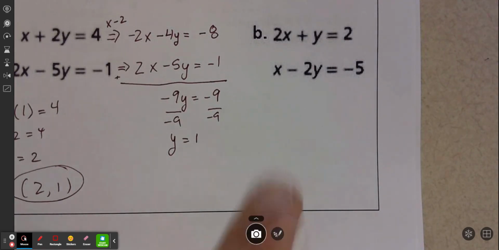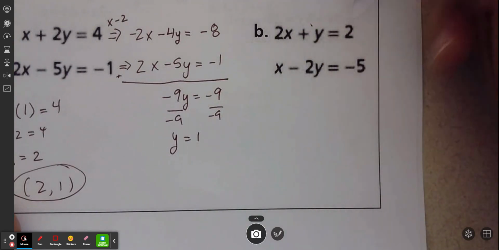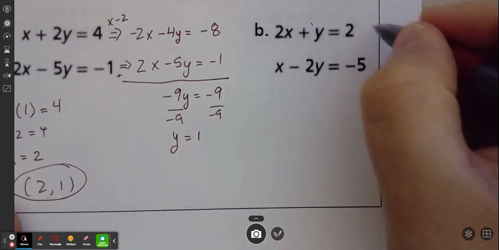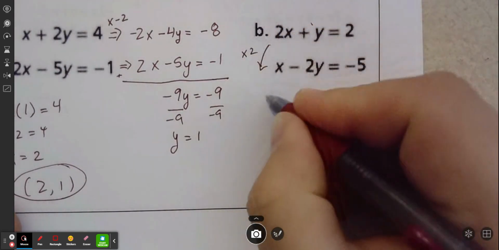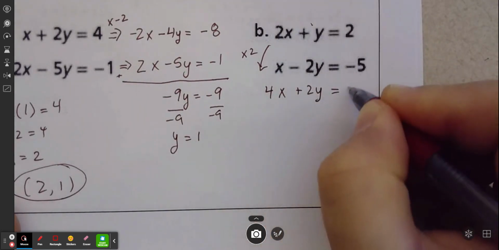So on this next one, they're not ready to eliminate. If I add them, it's not going to eliminate anything. What do you want to do to which one to get them to match? Negative, positive 2y. Okay. For the top one, we want a 2 right here. So we're going to multiply everything by 2 there. So I'm going to go ahead and rewrite this. I don't like that I don't have space here. I prefer that. But I'm going to go ahead and just say times everything by 2. So I get 4x plus 2y equals 4.